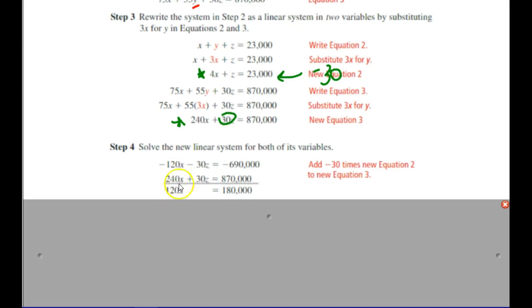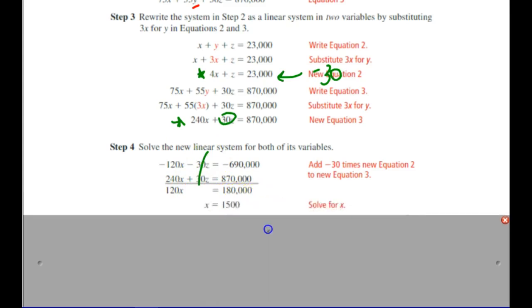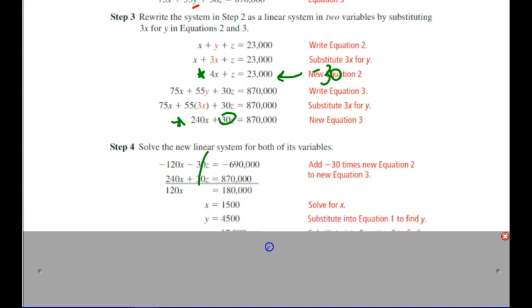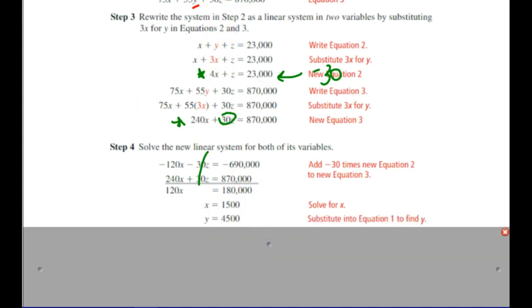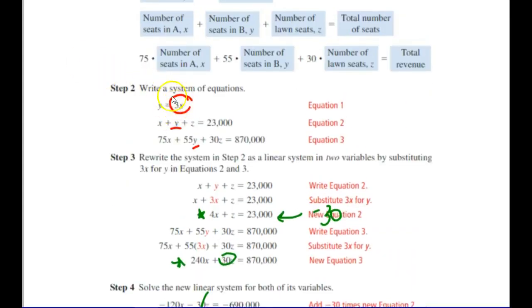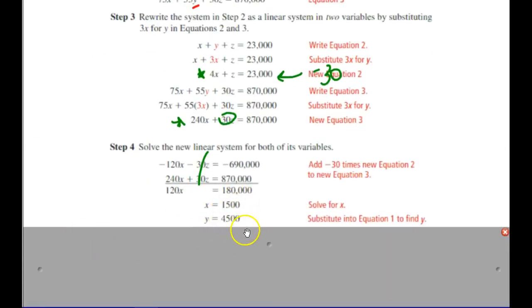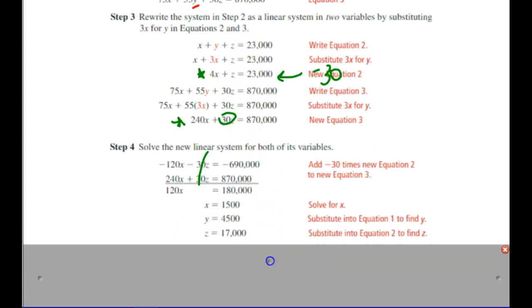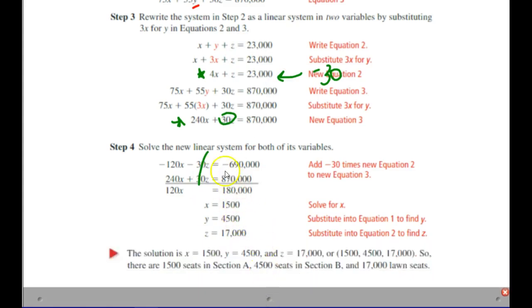So now that I can do that, I add both of my equations together. So these go away, and I end up with 120x equals 180,000. Then I divide both sides by 120, and I end up with x equals 1,500. So I know that there are 1,500 seats in Section A. So from there, I can just go back and substitute back into equation 1, right? Because here I just had x and y. Well, if I find out what x is, just plug that in and solve for y. So that's where I end up with y equals 4,500. Now I have x and y, and I can pick any of my original equations and solve for z. So now I see I have all 3 of my variables figured out.